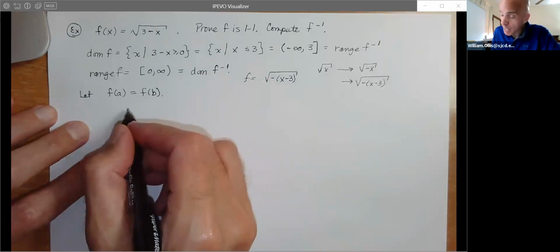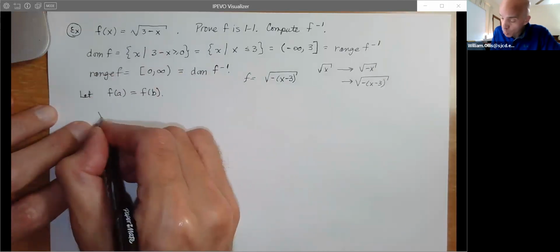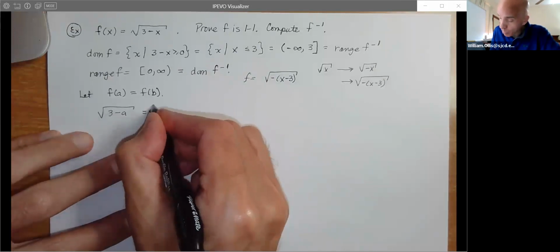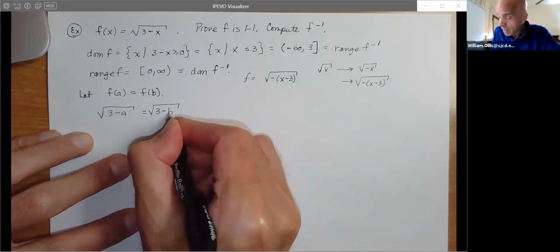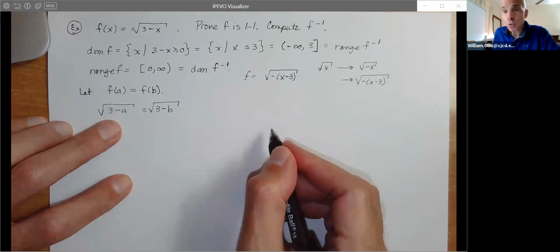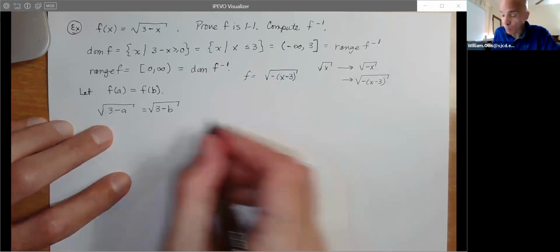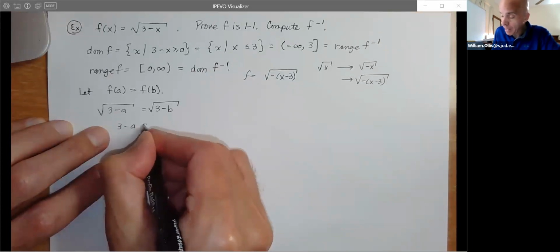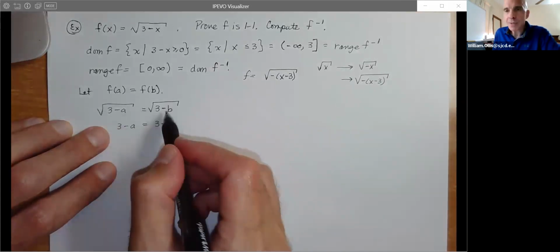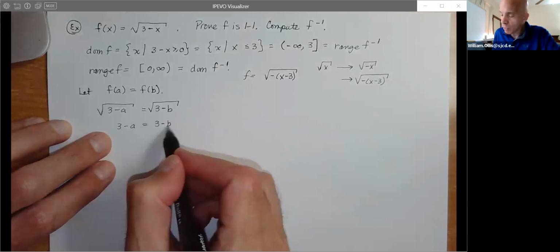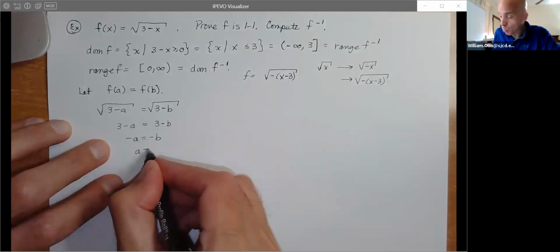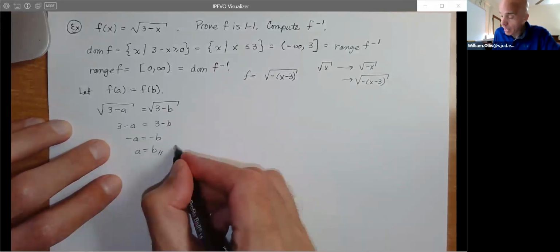So now f of A equals f of B. So we'll have the square root of 3 minus A equals the square root of 3 minus B. So we're at the point where if we need to figure out anything about this problem, we need to square both sides to eliminate the radical. So if we square, we get 3 minus A equals 3 minus B. That is, if these two radicals are going to be equal, their arguments will have to be the same. Well, of course, now the 3's absorb, and we get negative A equals negative B, and then the negatives absorb, and we just get A equals B. So f is 1 to 1.